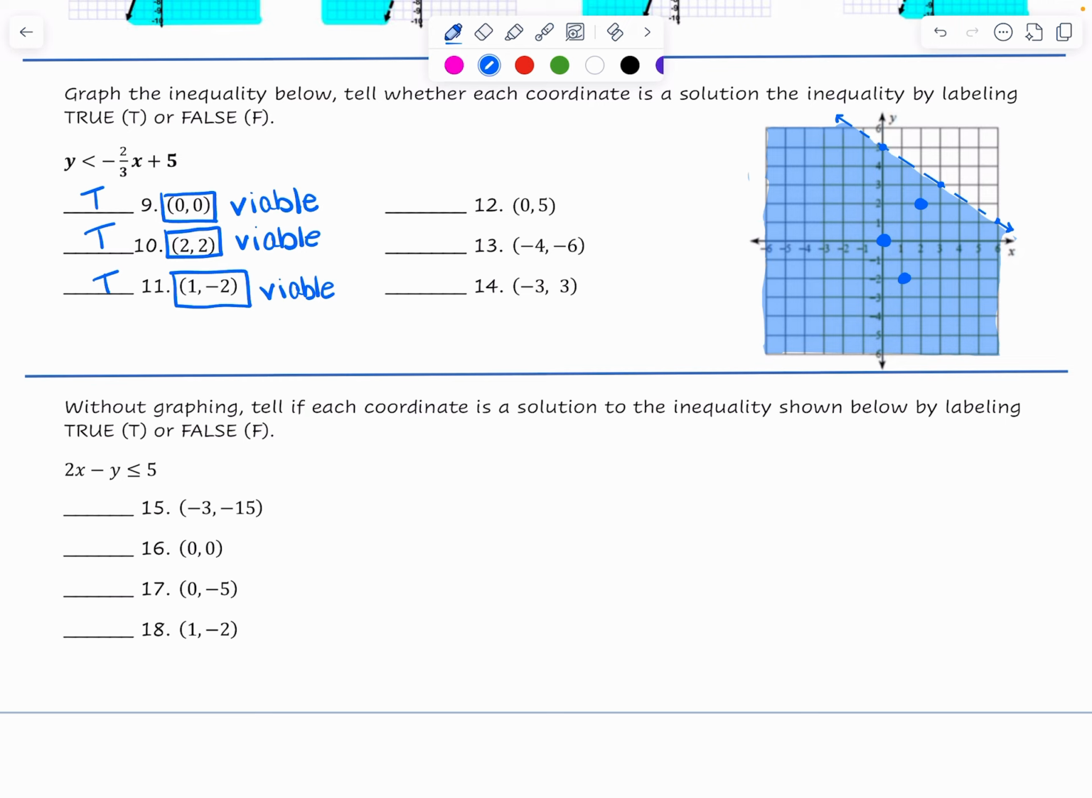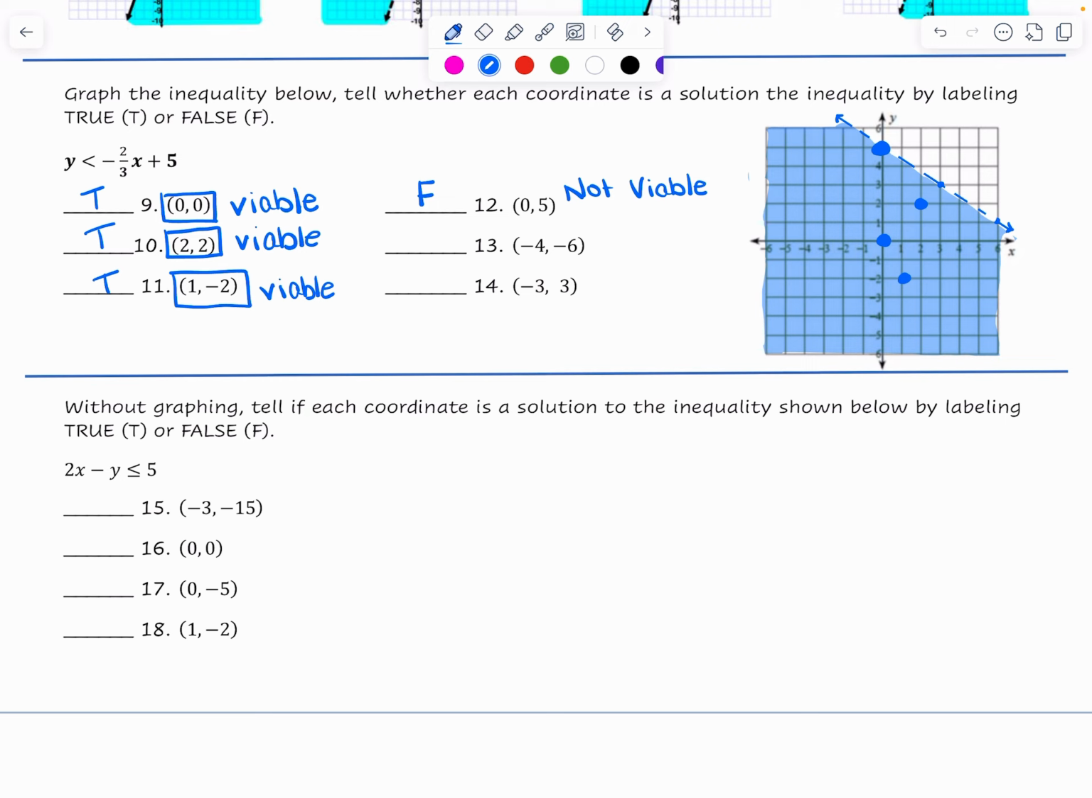Now, if I graph 0, 5, that one is right on the dashed line. So that one is not equal to, so this one is not viable. Okay? So we are looking for solutions that are true, that are valid, and again, another word for that is viable. So if we see those points on a coordinate plane or on the graph, we can see the shaded area and we can see if it lands on a solid line. If it lands on a solid line, it's viable. If it lands on a dashed line, it's not included, so it's not viable.